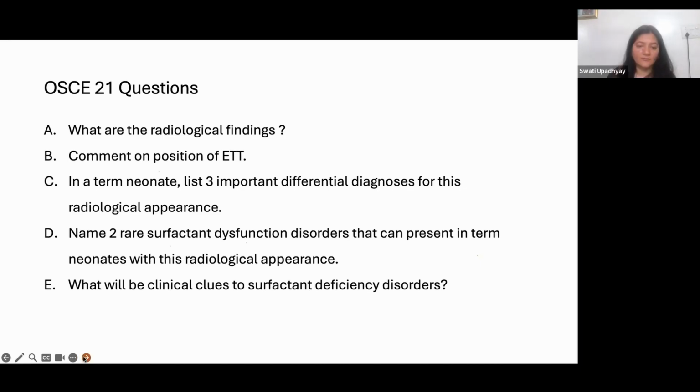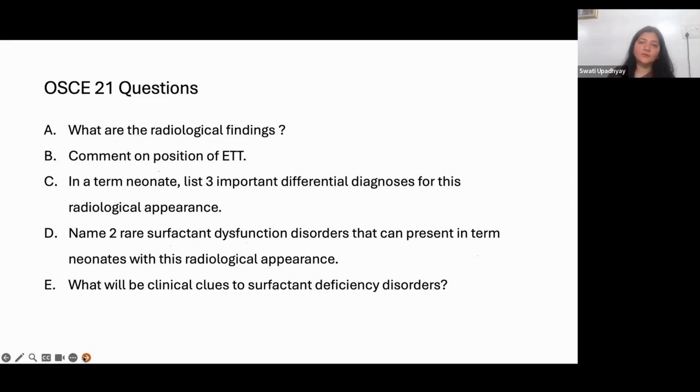Okay. Yes. Anything else? Persistent distress. It's not improving after surfactant. Okay. High requirement. No improvement. Okay. Anything in the history part?